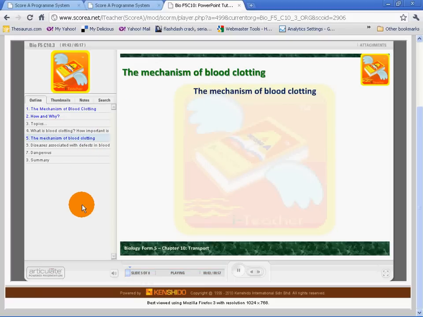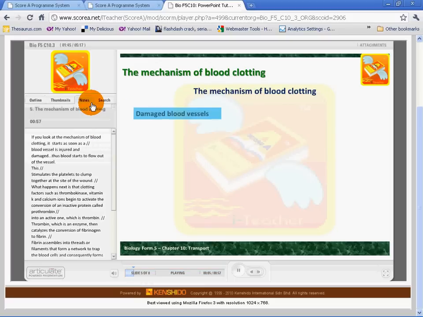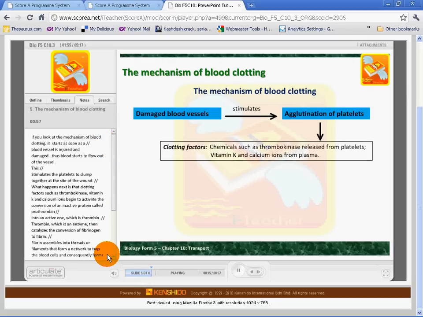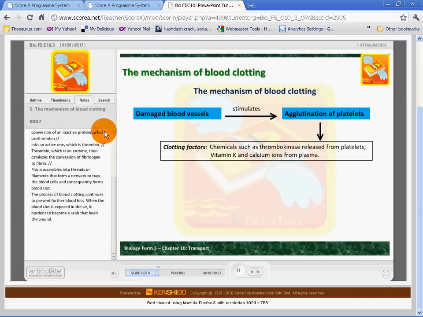If you look at the mechanism of blood clotting, it starts as soon as a blood vessel is injured and damaged. Thus, blood starts to flow out of the vessel. This stimulates the platelets to clump together at the site of the wound. What happens next is that clotting factors such as thrombokinase, vitamin K and calcium ions begin to activate the convert.